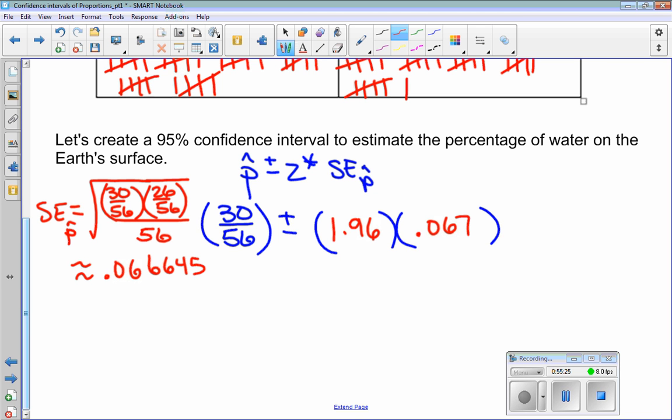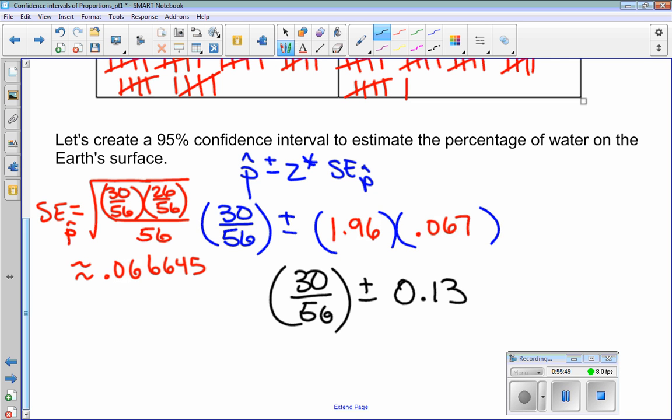So let's find the margin. Oh, do you have a question, Tanner? You're just stretching? Okay. So let's actually, without rounding at all in my calculator, it has the exact value. Let's multiply that by 1.96, and that will give us the margin of error. Okay? So actually, we have 30 divided by 56 plus or minus 0.13. Do you agree with that? So 0.13 is our margin of error.